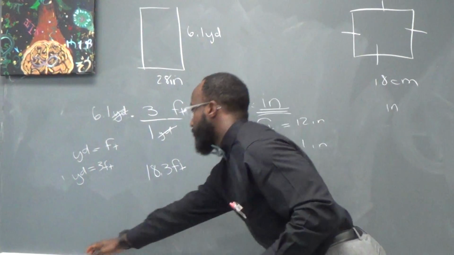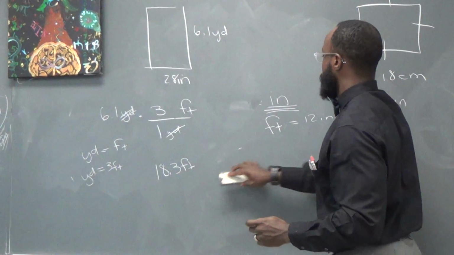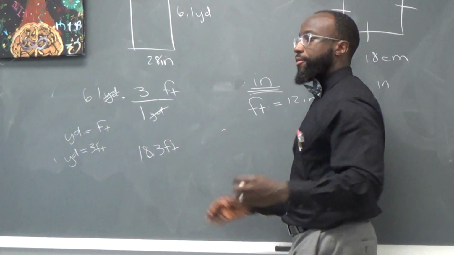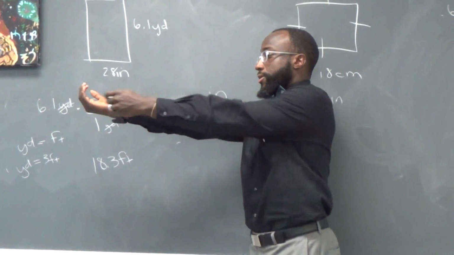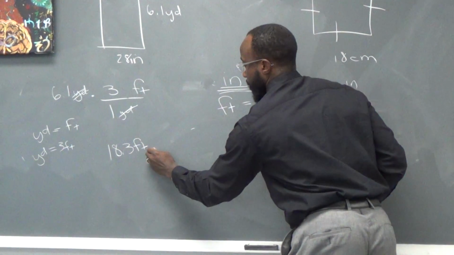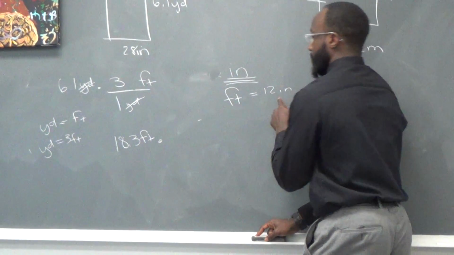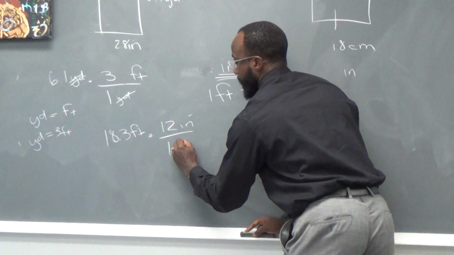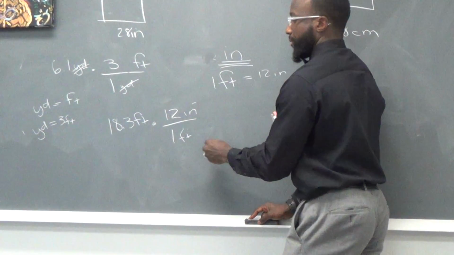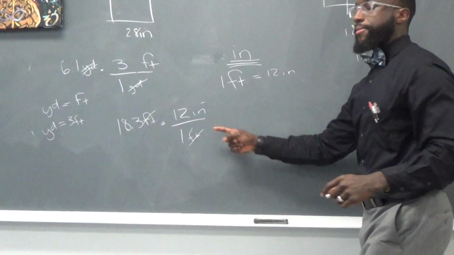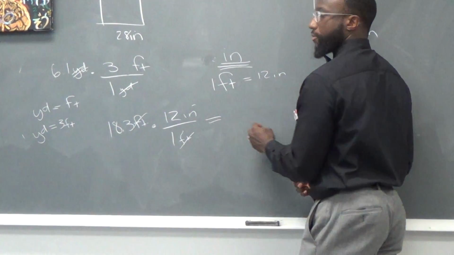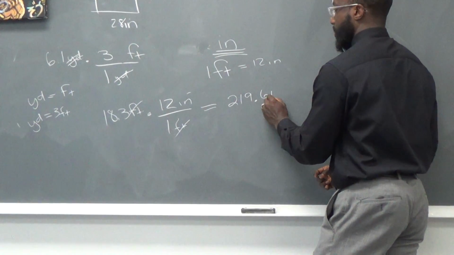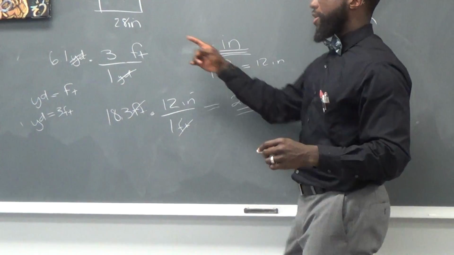And then we're going to go from feet to inches. There is 12 inches in a foot. Again, we're going from big feet to inches, big to small, so we're going to multiply. There is 12 inches in 1 foot, so it's going to be 12 at the top, and there's 1 foot at the bottom. So that's 18.3 times 12, which is 219.6 inches. Now we have all the conversions that we need.